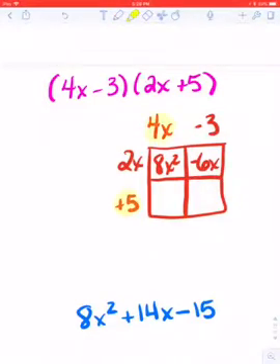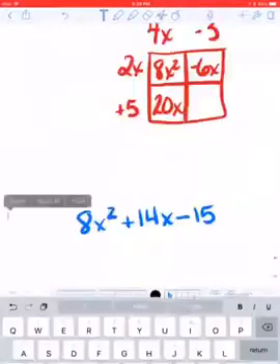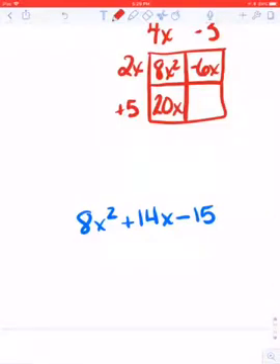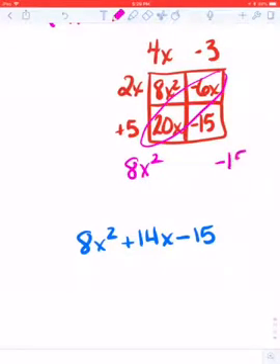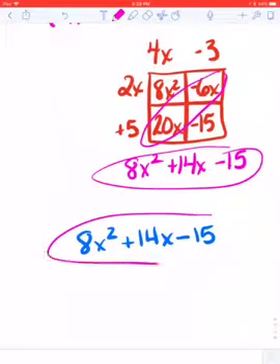Positive 5 times positive 4x is 20x. Positive 5 times negative 3 is negative 15. Now we said terms that are alike are going to kind of be on this diagonal. So 8x squared and minus 15 are going to go in there. Negative 6x plus 20x is going to be plus 14x. So again, another version of this answer.